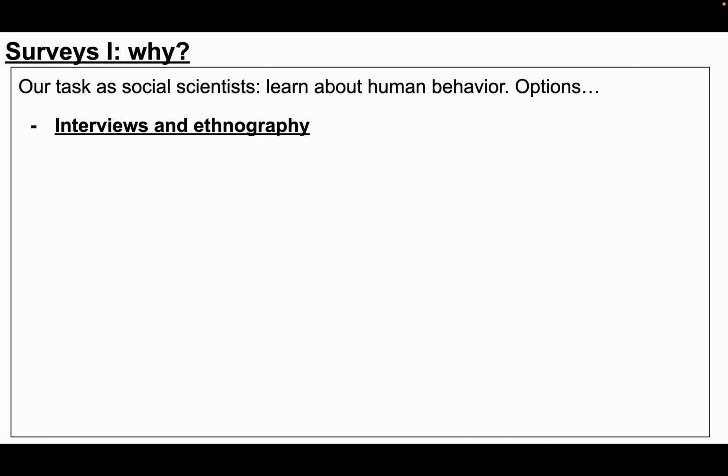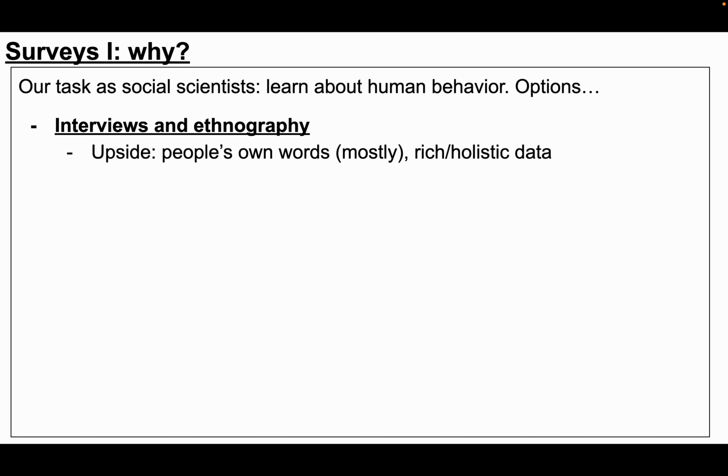Ethnography basically means the process of just observing people, but observing them again firsthand, not necessarily even asking them a structured set of questions, but often participating in the activity that they're participating in, but keeping notes. Or sometimes you might be a semi-participant, etc. We'll come back to that at the end of the course. The upside of this is that we get to use people's own words for the most part, and we get, as a result, this rich, holistic data.